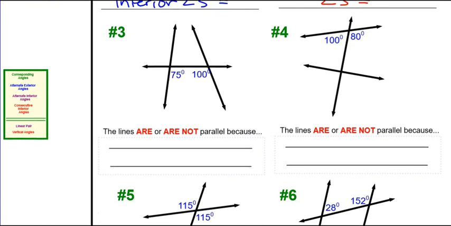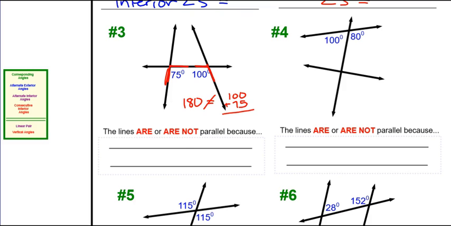Number 3, I trace the 2 angles that are given to me. And I noticed that those are consecutive interior angles. Consecutive interior angles are not supposed to be equal, but they should add up to 180 degrees. So I have to ask myself, does 100 plus 75 equal 180?